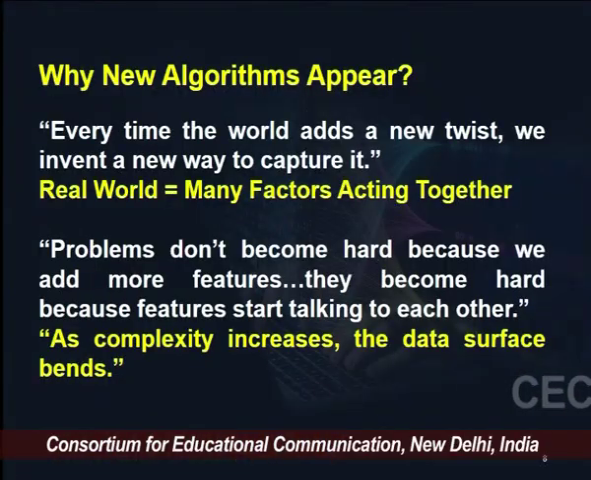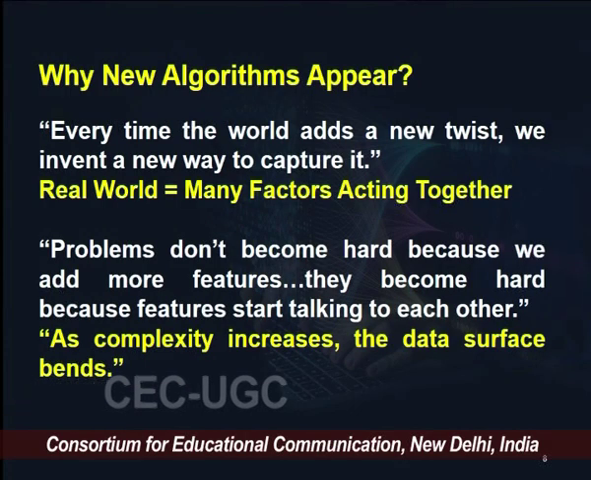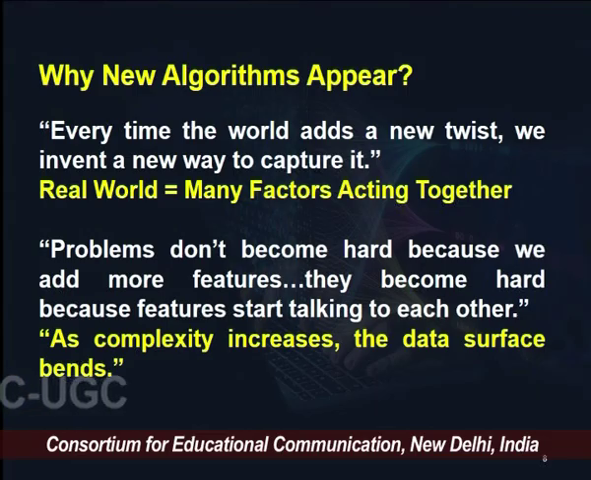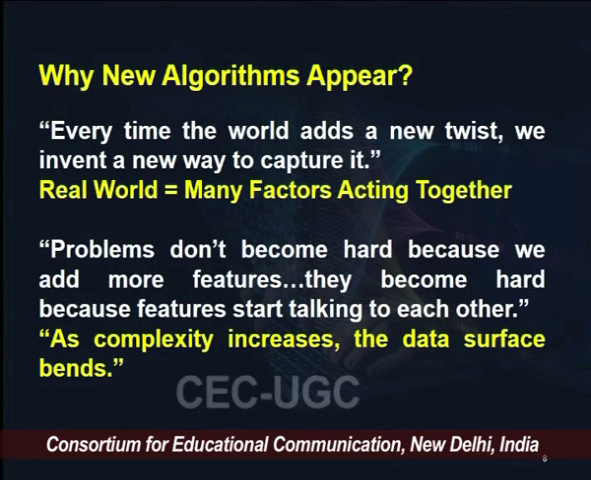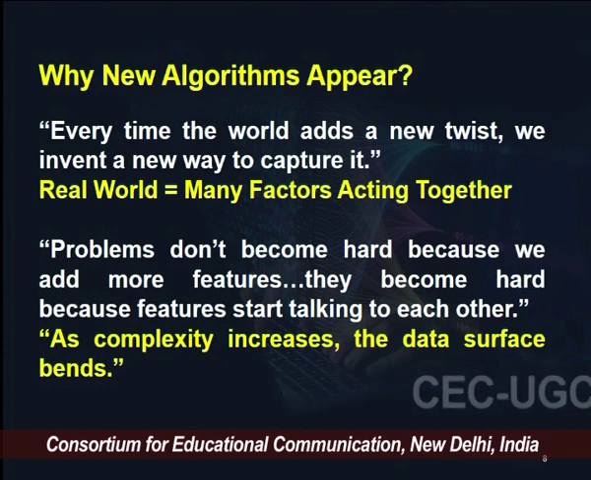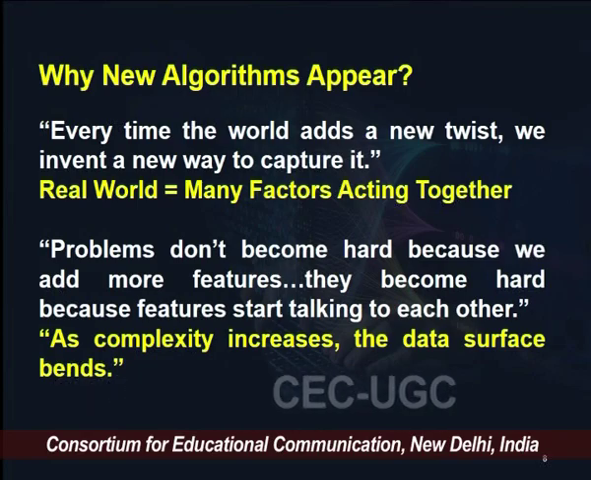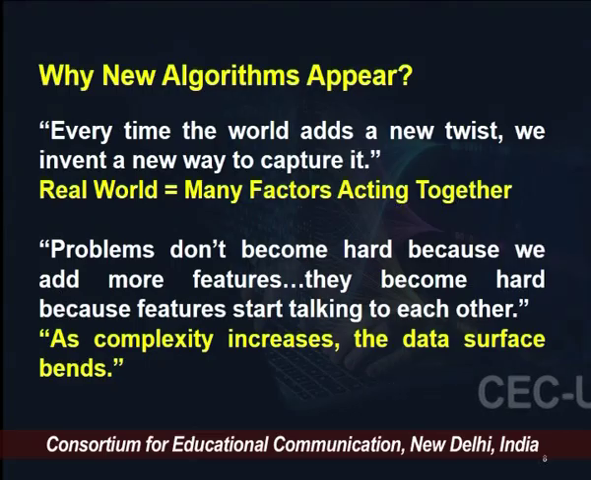So, let us talk about why a new algorithm would appear. Every time the world adds a new twist or a new concept or a new feature, we invent a new way to capture it. The real world is nothing but many factors acting together. The problems do not become hard, as I told you, because we add more features. They become hard because the features start talking to each other, and that is the key reason why we are having so many algorithms. As the complexity increases, the data surface bends.